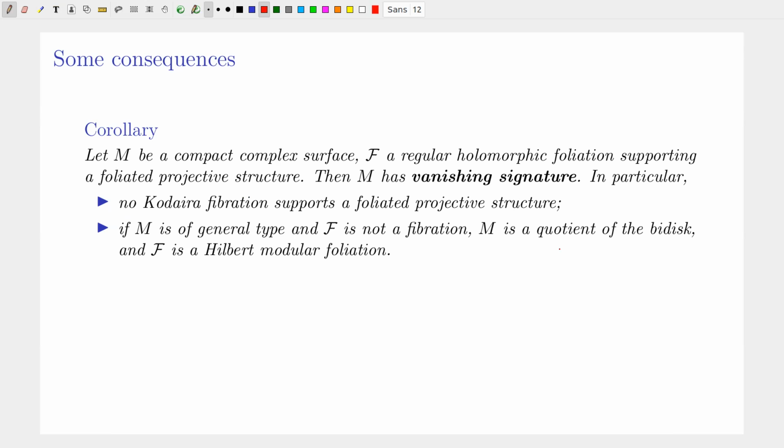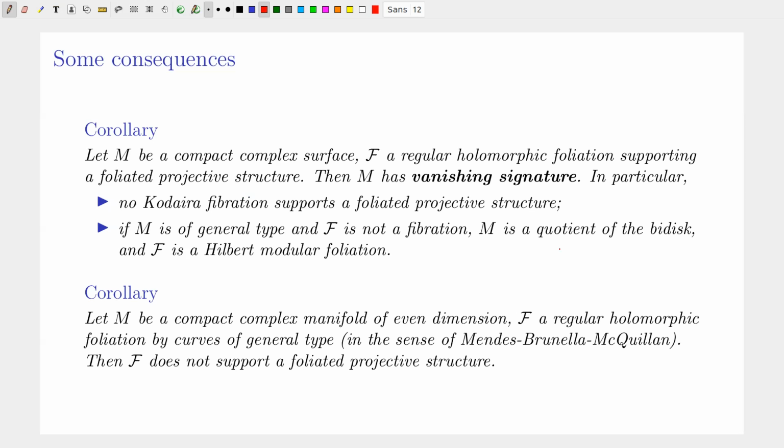But also, if you have a surface of general type, and you have a foliation that is not a fibration, and it carries a foliated projective structure, then automatically your manifold will be a quotient of the bidisk, and your foliation will be a Hilbert modular foliation. Okay, this last corollary uses the classification by Brunella of regular foliations on surfaces. We do not really know if the existence of a foliated projective structure is necessary for the conclusion, but in any case, we have this corollary.